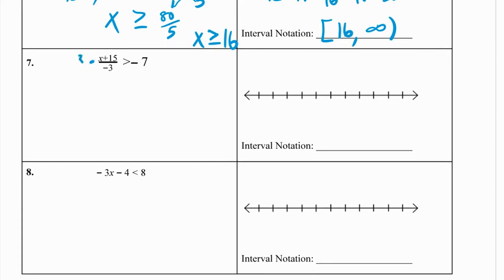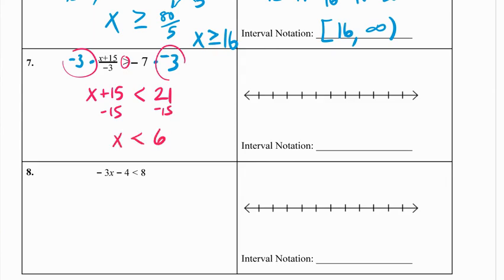Last 2. In number 7, we want to get rid of the divided by -3 since everything on this side is being divided by -3. So we multiply both sides by the negative. And as soon as we multiply by a negative, that means this symbol is going to have to switch. So we're left with x plus 15 is less than a positive 21. Then we can subtract 15 from both sides, and x would be less than 6. Open circle on the 6, shading to the left. Interval notation from -infinity to 6.